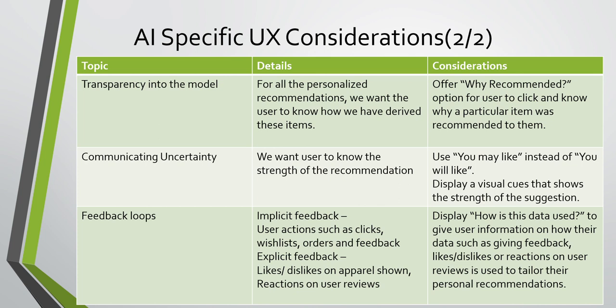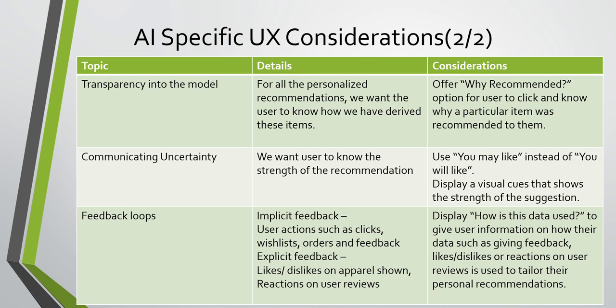To communicate the uncertainty, the UX will not say "you will like"; instead it will use vocabulary such as "you may like." And sometimes, if we are testing new categories or retraining the model, we would want to display a visual cue to show the strength of the suggestion. This gives the user confidence that we are not making a deterministic recommendation, but rather a probabilistic one of how likely we think the user is to like the alternative. And we can also collect feedback from the user at that point on what they think of our recommendation.